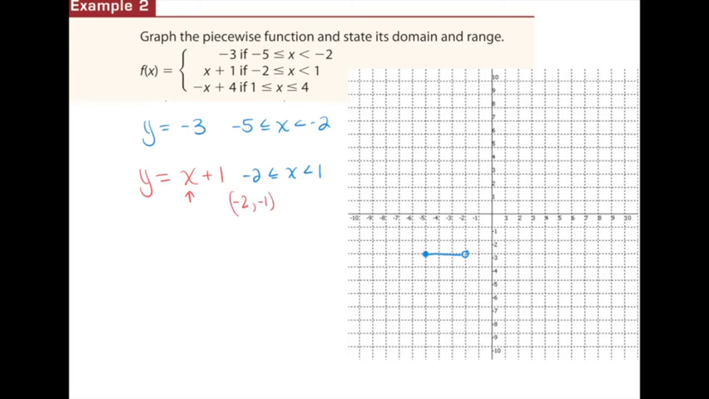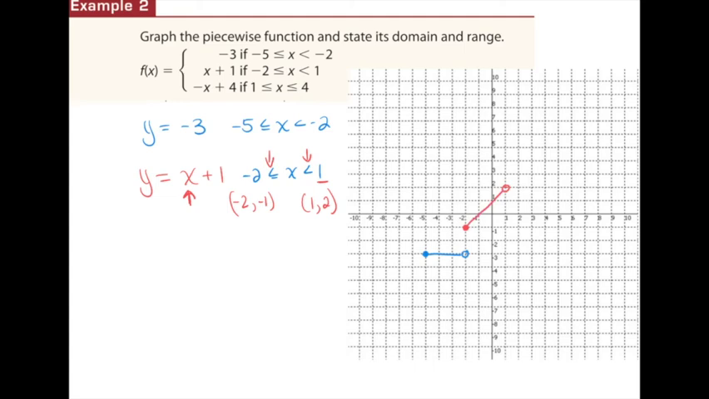Does it include that point? Yes. So at negative 2, negative 1, I have a closed circle. Let's look at the other end. Positive 1. What happens when I plug in a positive 1? 1 plus 1, what's my y value? 2. So at 1, 2, is that going to include it or not? No, open circle. And then I just connect those dots. That's my next piece. Easy enough?